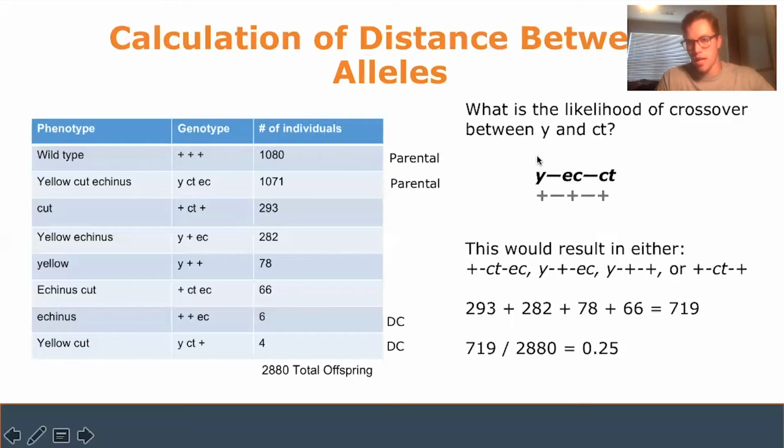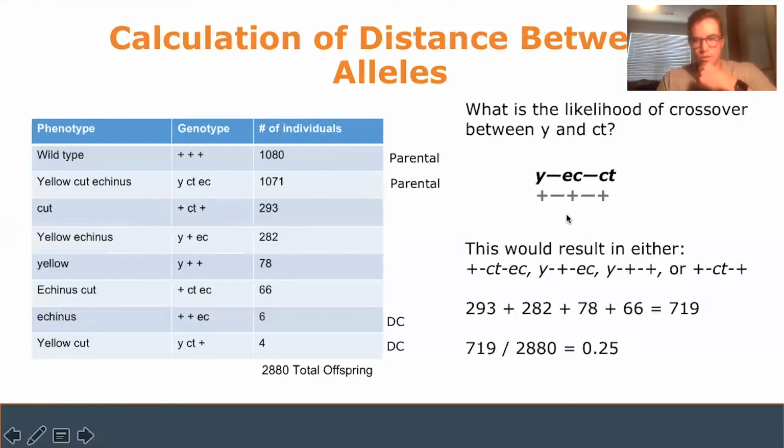So for crossover to happen between Y and CT, it can happen either here or here. You follow that and figure out what the 4 offspring genotypes could be, list those, and then match them to the table. Right here we have the first 2 possibilities, which match up to cut and yellow body echinus offspring, and there are 293 and 282 respectively. So you list those here, and we're going to add them all up.